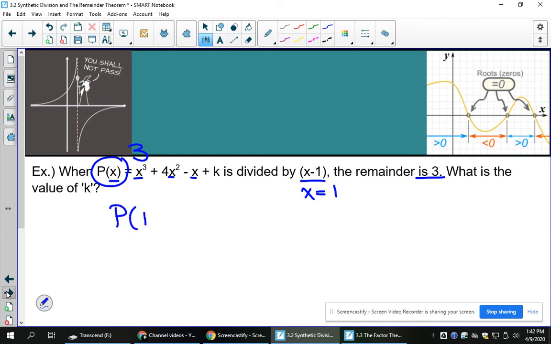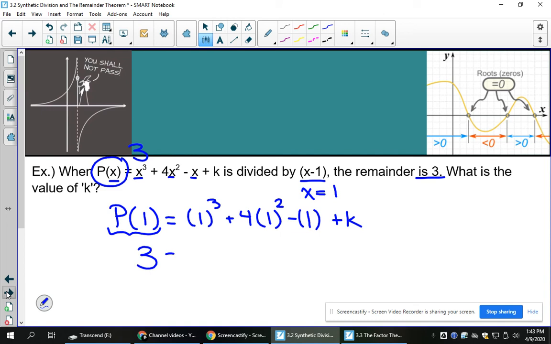I'm going to make all of my x's 1 in this equation. Remember to do it in brackets, because if they are negatives, it's very important to have brackets. And then I know that the remainder, so this side is going to be equal to the number 3. This is going to be 1 plus 4 minus 1 plus k. And now we can simply minus 4 from both sides and get k equal to -1. It's just a fluke that it ends up being -1 and the factor had -1 in it. It could have been any number.